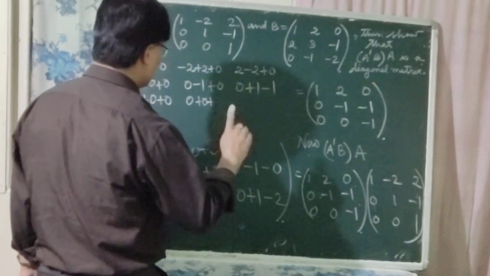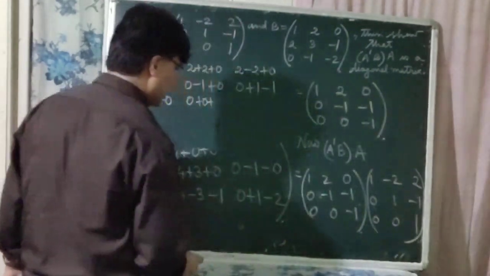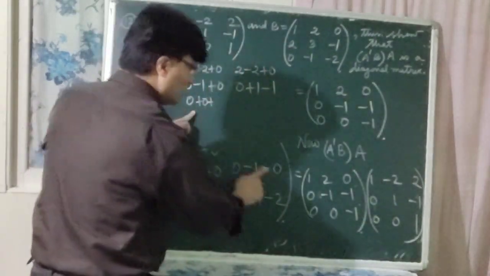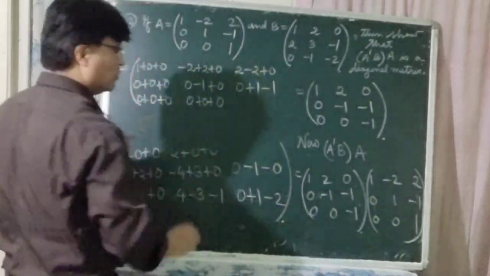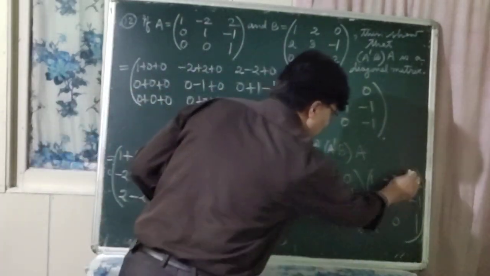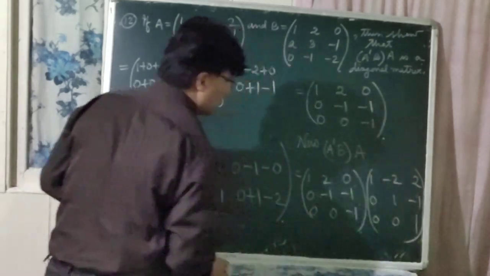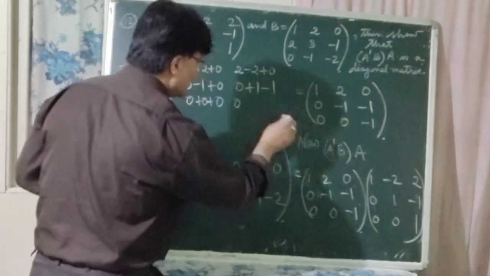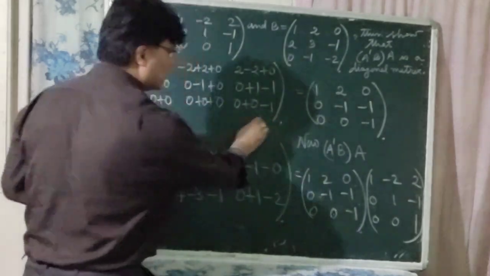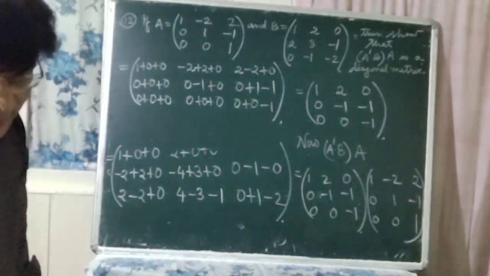Third row by second column: 0 into minus 2, 0. 0 into 1, 0. Minus 1 into 0, that is plus 0. Next, third row by third column. Corresponding elements should be multiplied. 0 twos are 0, 0 into minus 1 plus 0. Then minus 1 into 1 is minus 1. Is that clear?